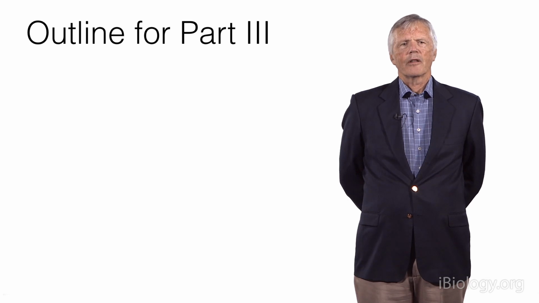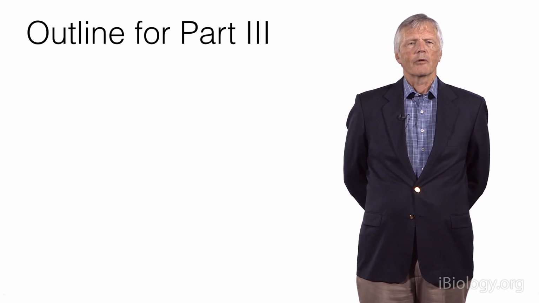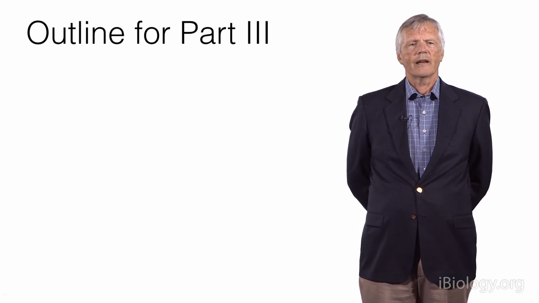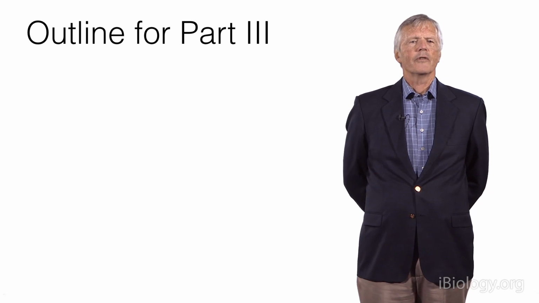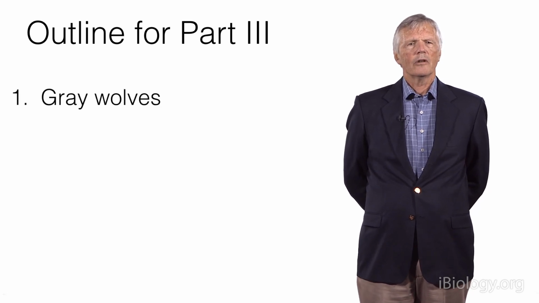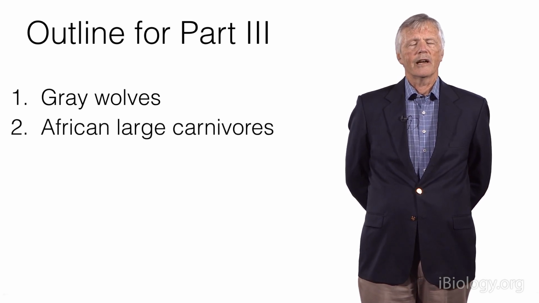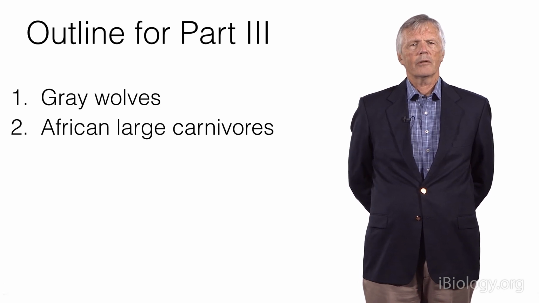The outline for this part of the talk will essentially be this. I'm going to give you a number of vignettes of other particular species and systems around the world, and then at the end I'm going to wrap it all up. So those vignettes are going to involve the gray wolf and boreal forests in North America. They're going to involve large carnivores in Africa and the tropical savanna system.